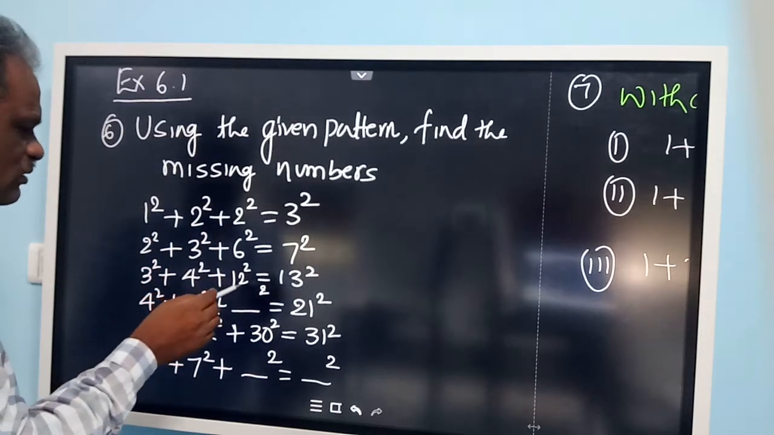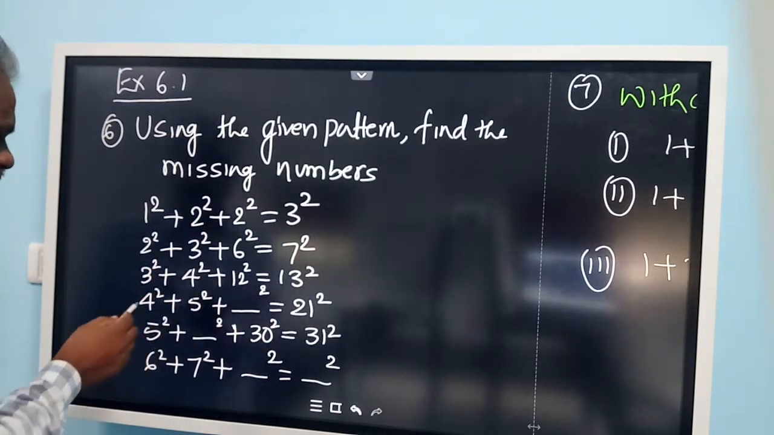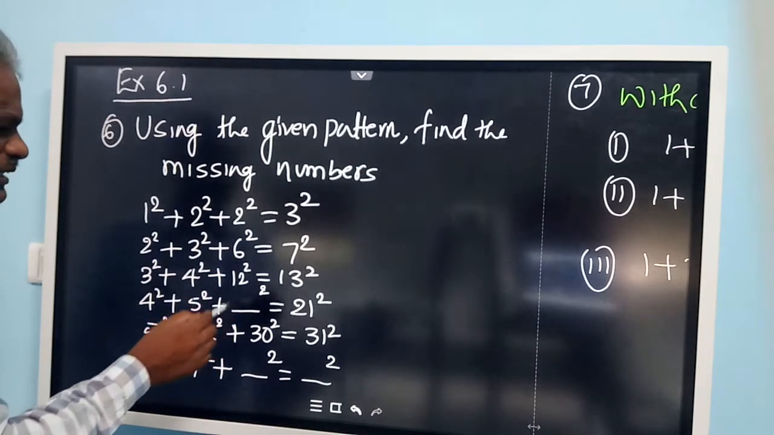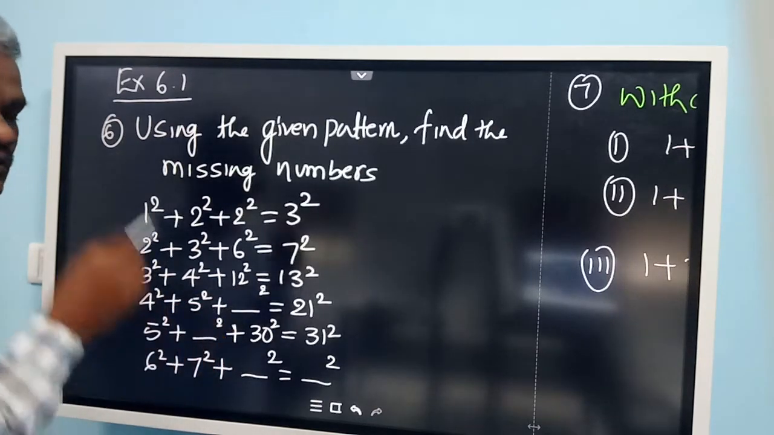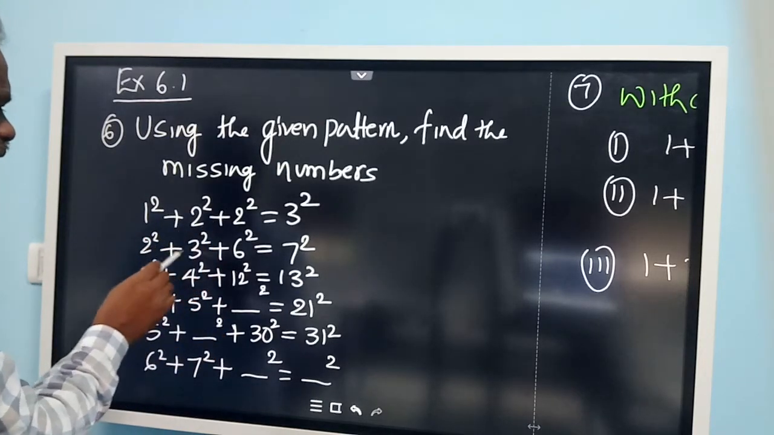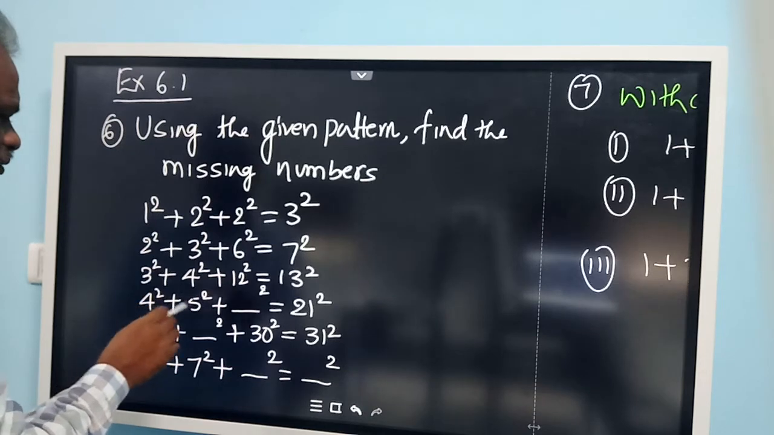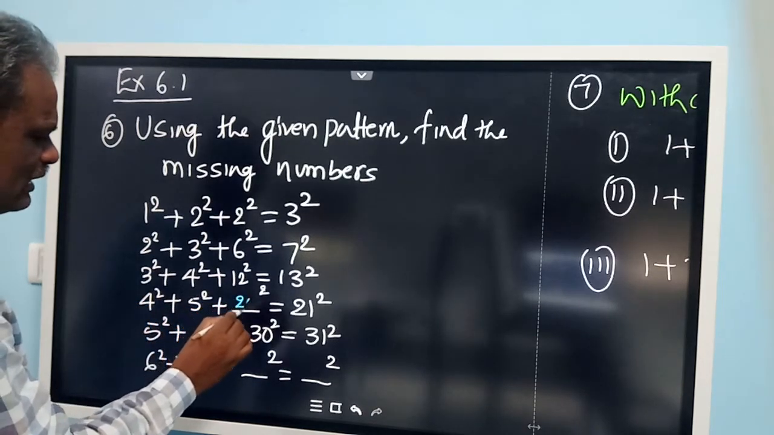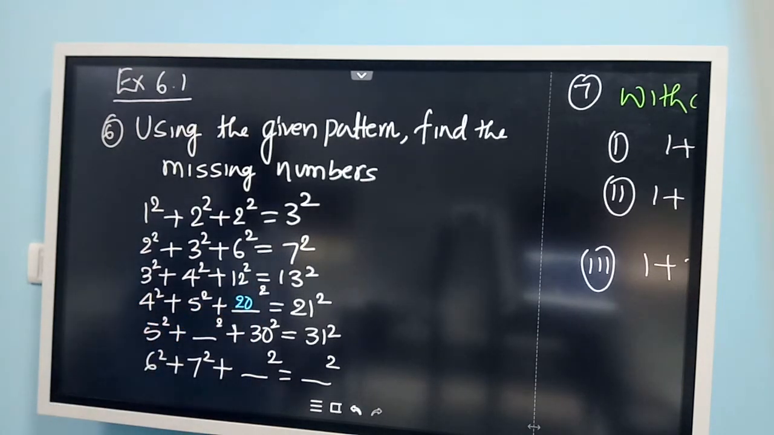3 square plus 4 square plus 12 square is equal to 13 square. Now 4 square plus 5 square, yet it is empty. Dash square is equal to 21 square. So this is missing, means look at this. 1 2s are 2, 2 3s are 6, 3 4s are 12, 4 5s are 20. So I can write 20 square. You can verify if it is required.